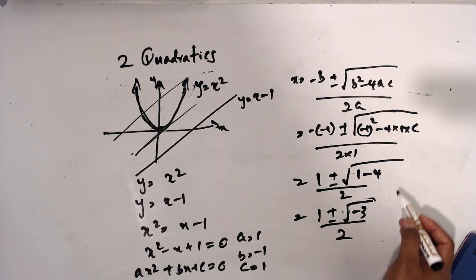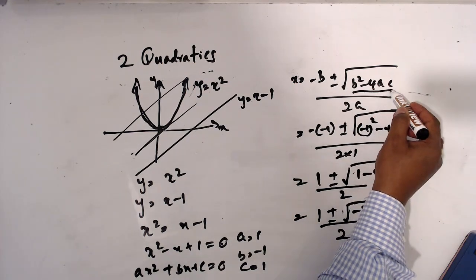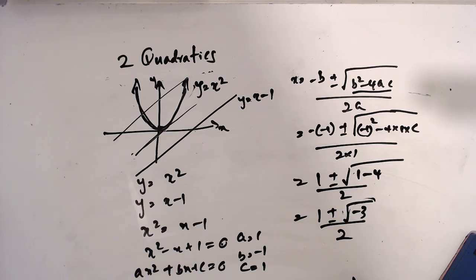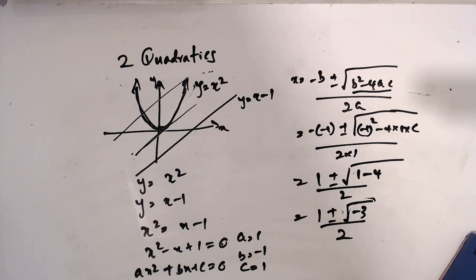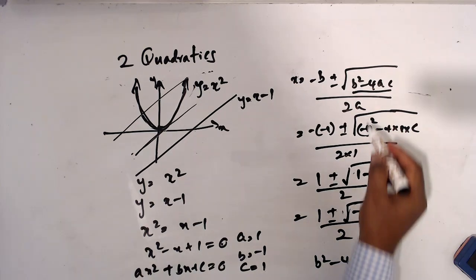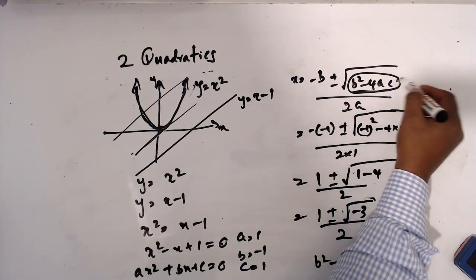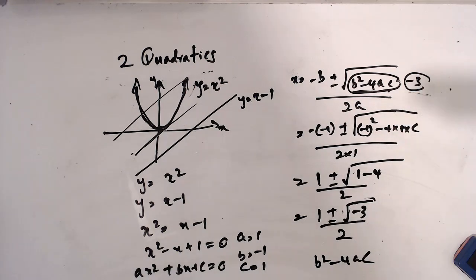So if we look at this b square minus 4ac, which is the discriminant, and you find out that it has a minus square root value, what will happen? B square minus 4ac, this is the value. Instead of minus 3, you can see this is the answer, b square minus 4ac. So b square minus 4ac has to be less than 0.